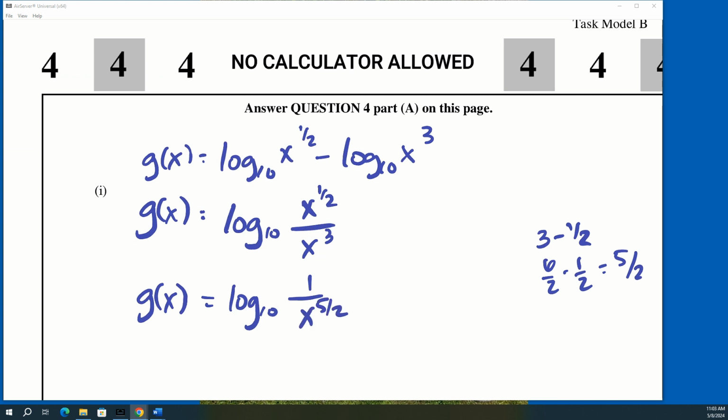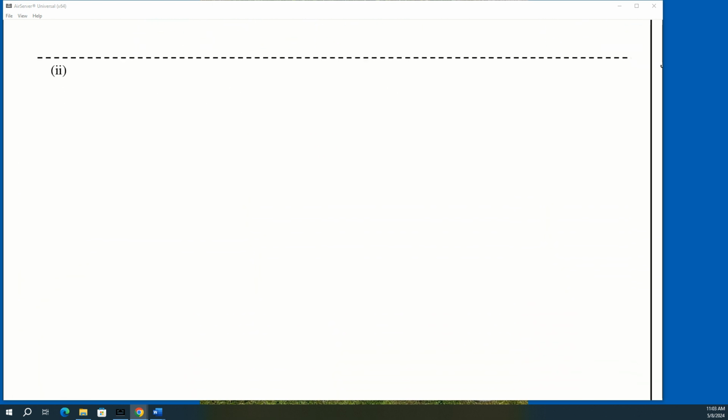And I feel like we could go further with this, but I feel like we have all the rules that they've set forth. This is an acceptable answer. We also could have done 1 over x to the 2.5 if you prefer decimals. All right, let's look at the second one.